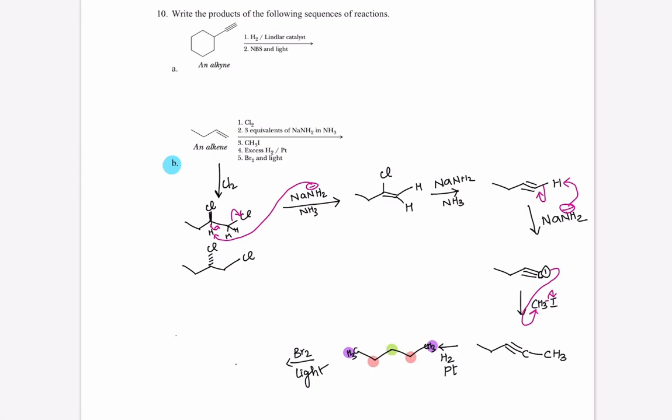Okay, so the product here would be this, and you will also form the corresponding enantiomer. Because remember, the radical is also planar, more like carbocations, so they can form two different products. And it's a racemic mixture.